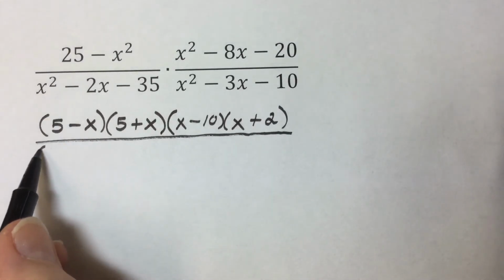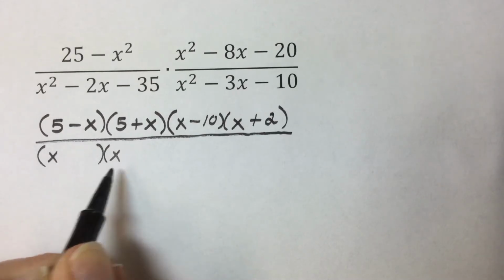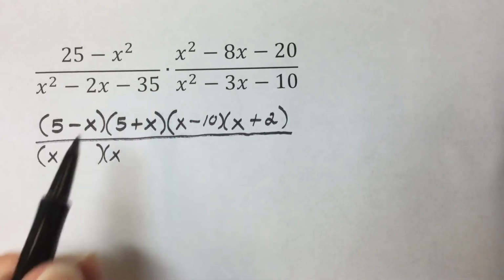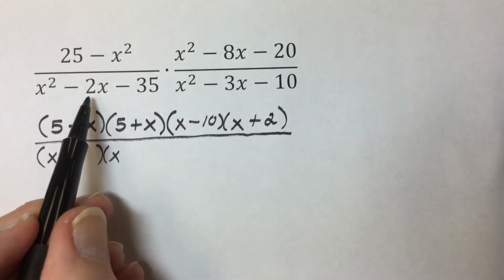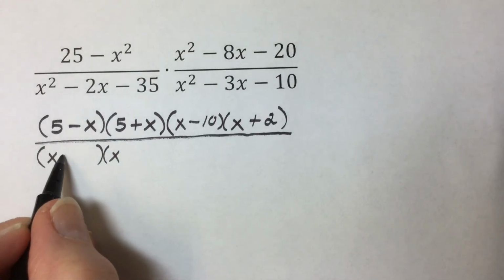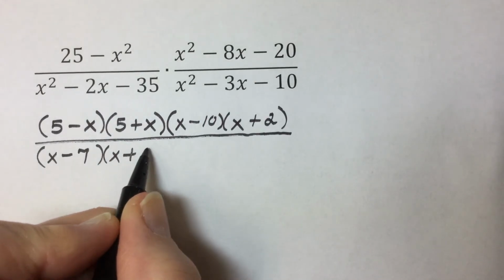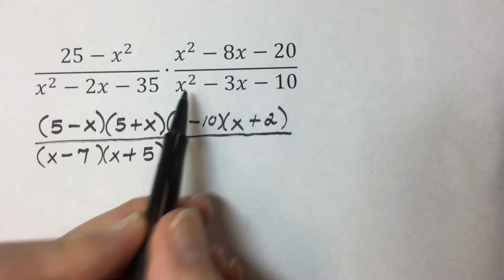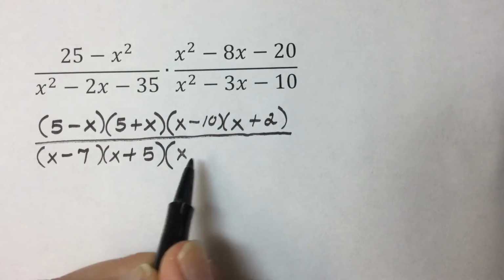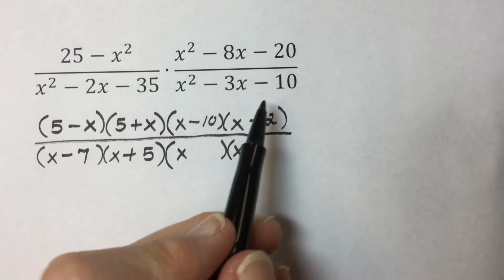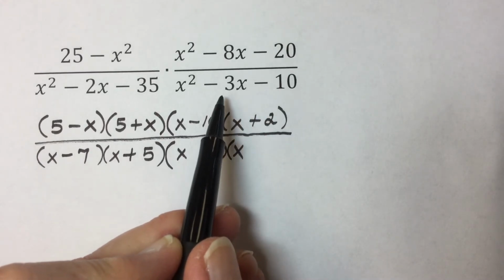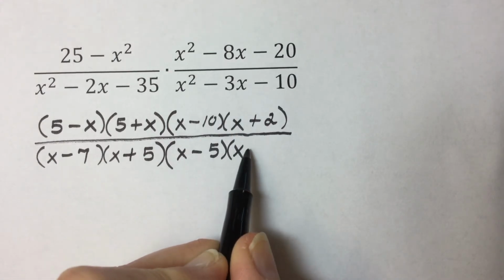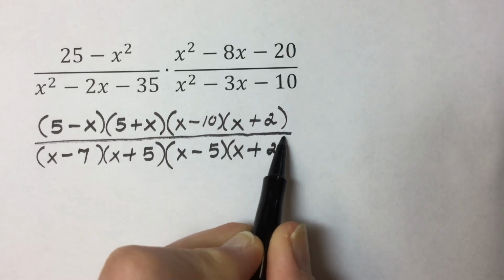The denominator, the first term came from x in each of the binomials. A negative 35, we want factors that add up to be a negative 2, which will give us a negative 7 and a positive 5. And multiplying that by this denominator, again in factored form, first terms came from x, factors of negative 10 that add up to be negative 3 will be a negative 5 and a positive 2.